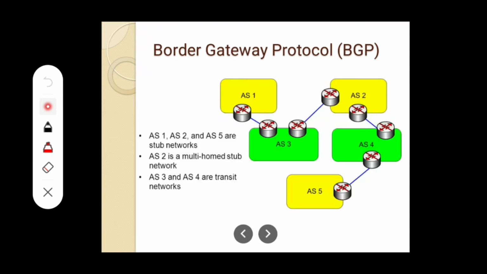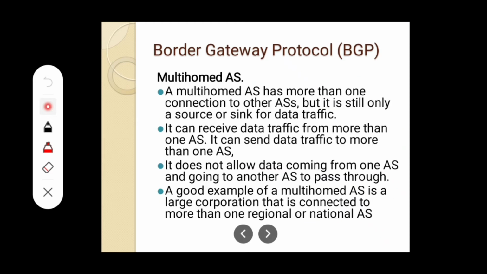Okay, the traffic from this autonomous system to autonomous system 4 cannot pass through this autonomous system 2. That cannot be allowed in a multi-homed stub network. Okay, that is the third statement.